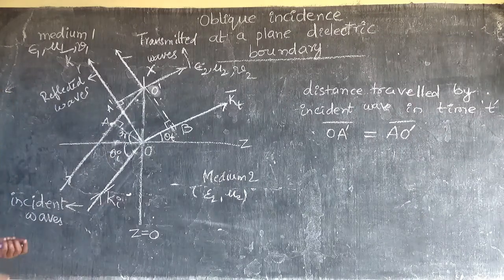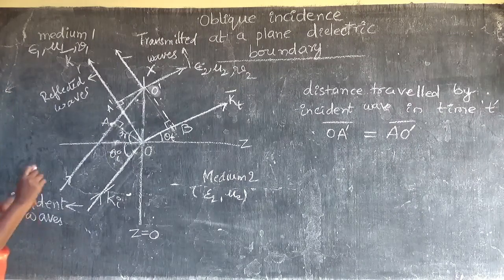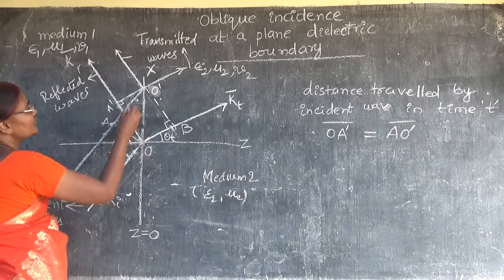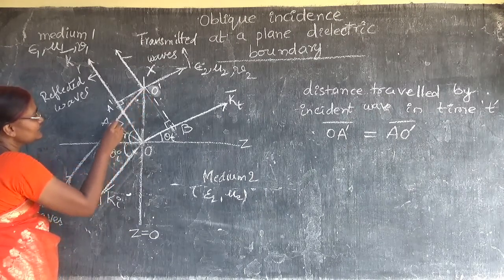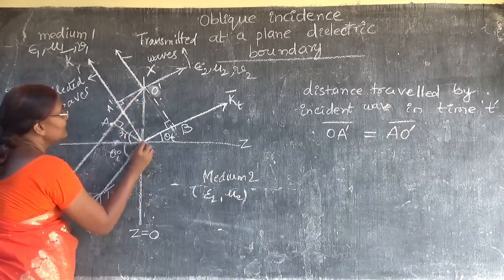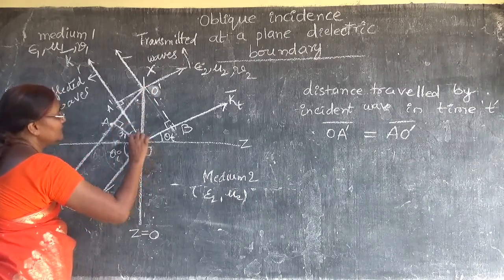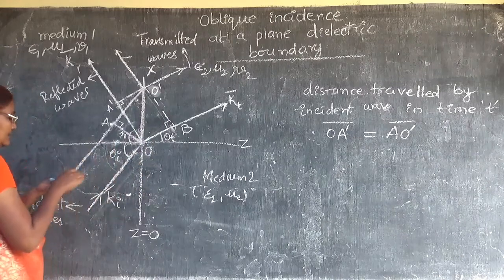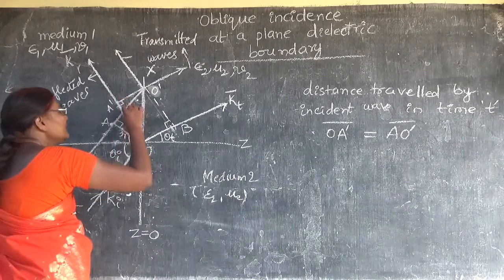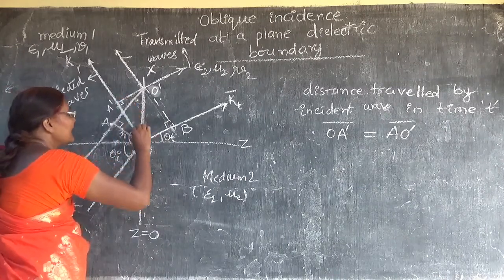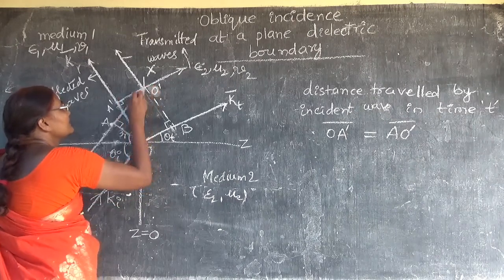Now let me differentiate these two triangles which we are considering with two different colors. This is one triangle, and this is another triangle I am considering.